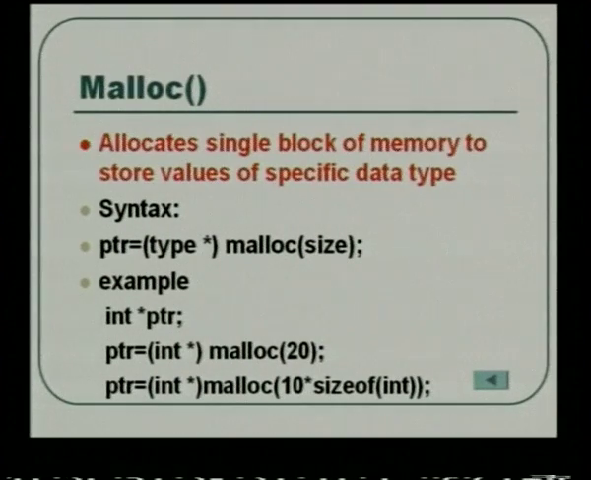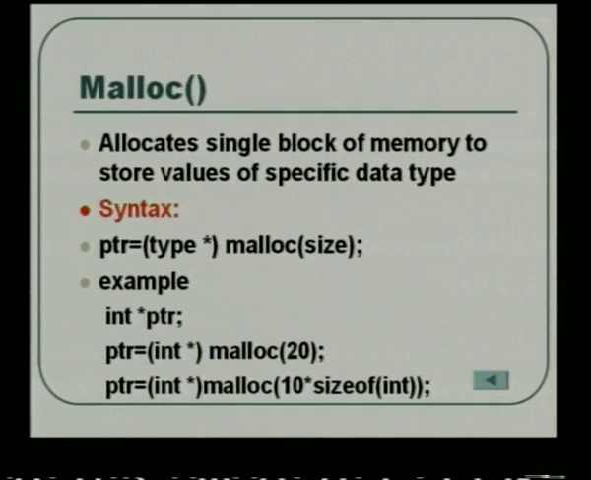Malloc allocates a single block of memory to store values of a specific data type. So, this is something like a union, where it stores a single large block of memory for a specific data type. It can only store either an integer, a float, a double, or a character at a time, and it just allocates one block.